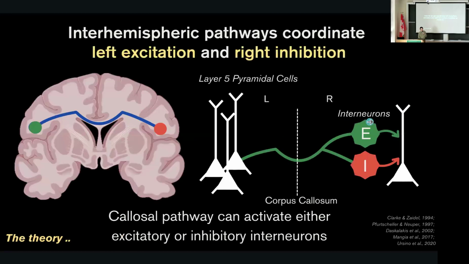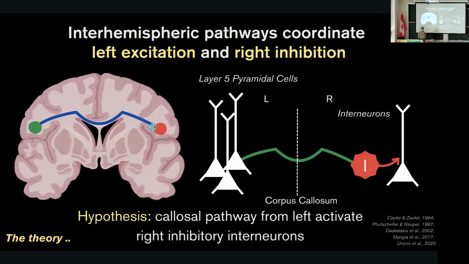In order to coordinate left excitation and right inhibition, we know that the brain relies on interhemispheric pathways to transfer and synchronize information across hemispheres, with the corpus callosum being the largest and most significant of those pathways. And it also significantly develops in childhood. But it's still unclear how interhemispheric connections facilitate this. And it stems from an ongoing debate that callosal projections, although they're excitatory, can target either excitatory or inhibitory populations.